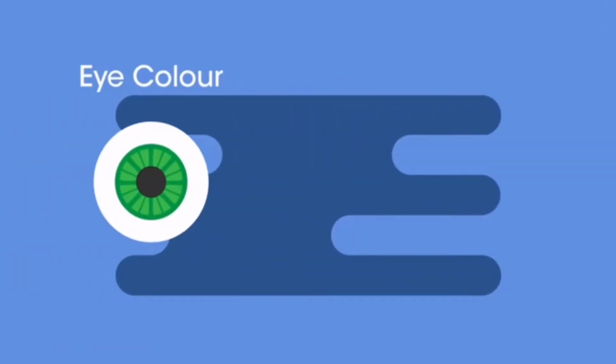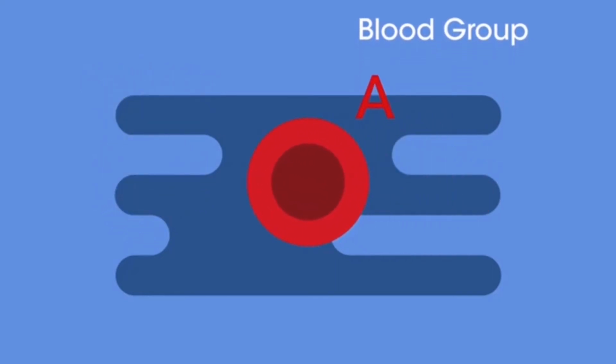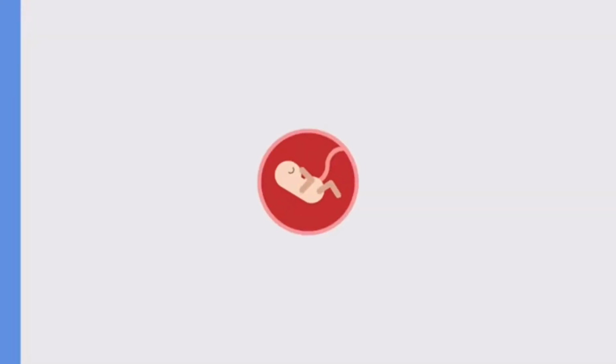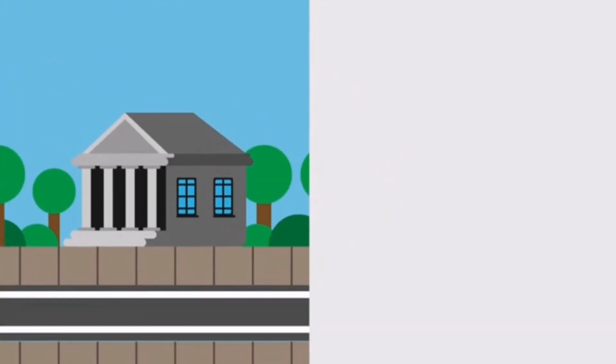Some examples of variations in humans that are controlled by genes include eye color and blood group. If you have blood group A, it's because you have the allele for this characteristic. This is genetic variation, and is something that you are born with and nothing can change it.